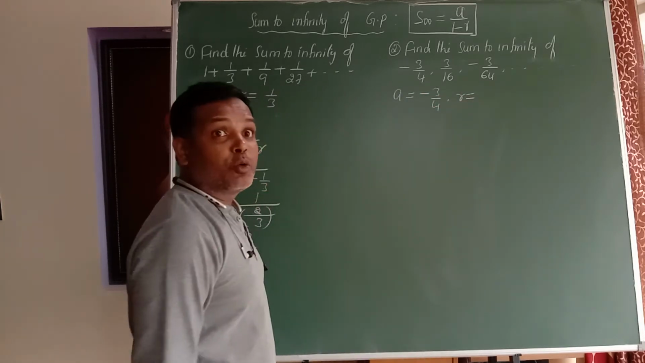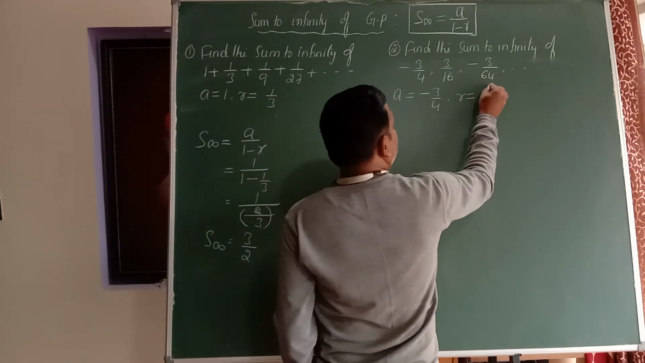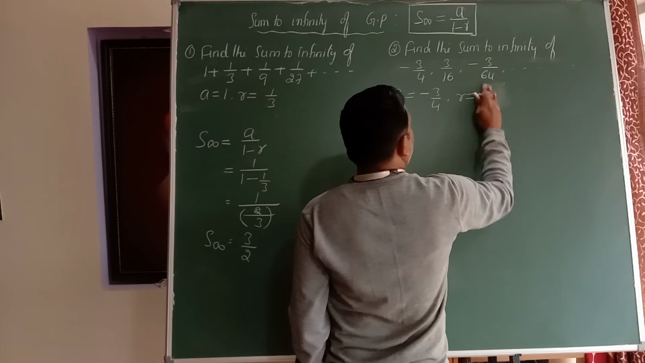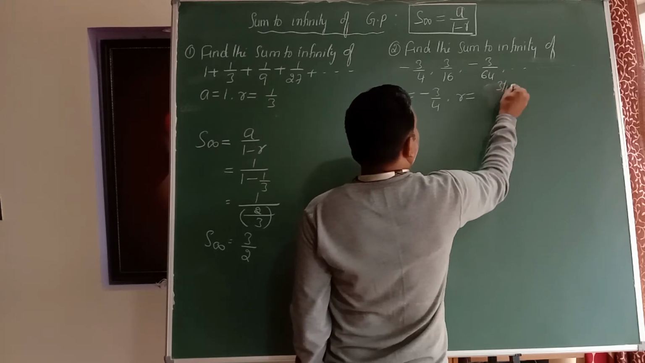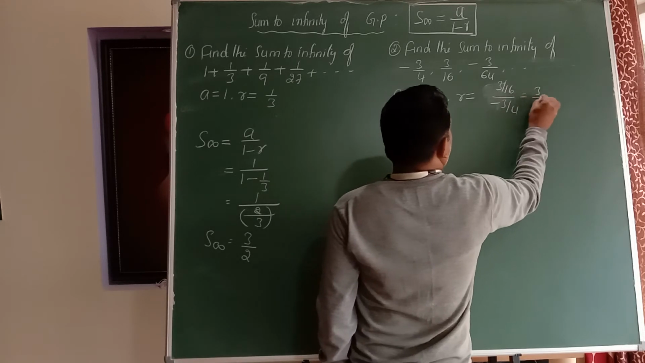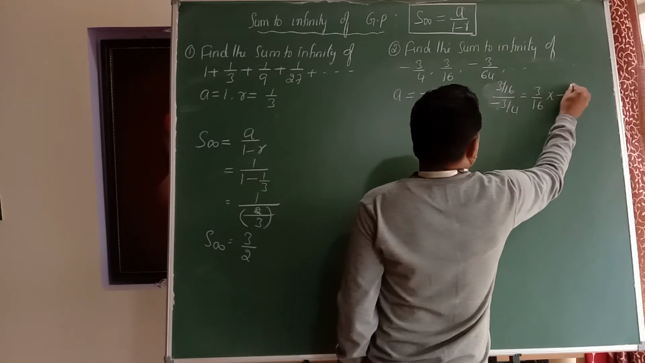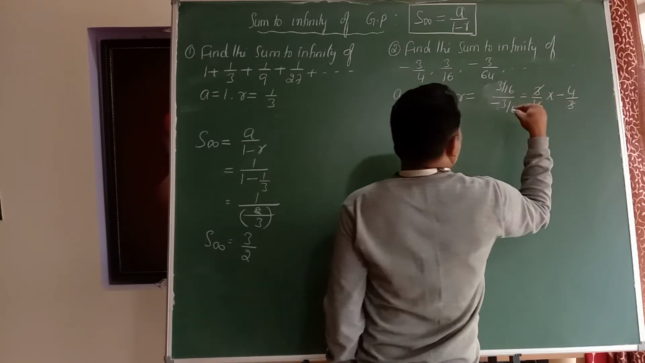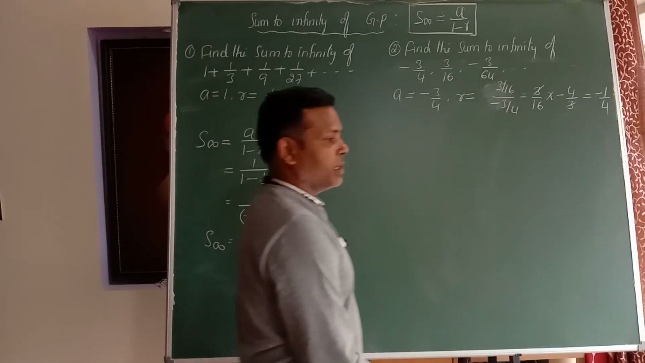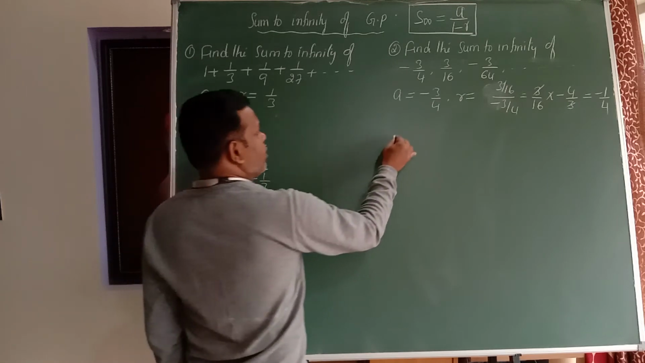R is given by T2 by T1, nothing but 3 by 16 divided by minus 3 by 4. This becomes 3 by 16 into minus 4 by 3. 3 gets cancelled. 4 4s are, that is equal to minus 1 by 4. The common ratio R. How to use the formula?